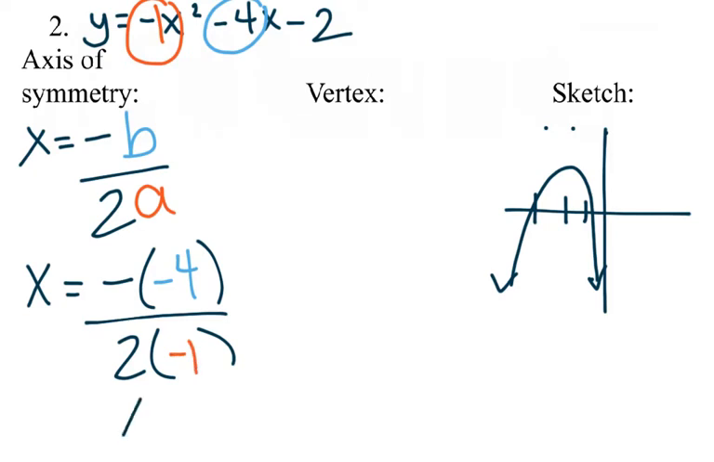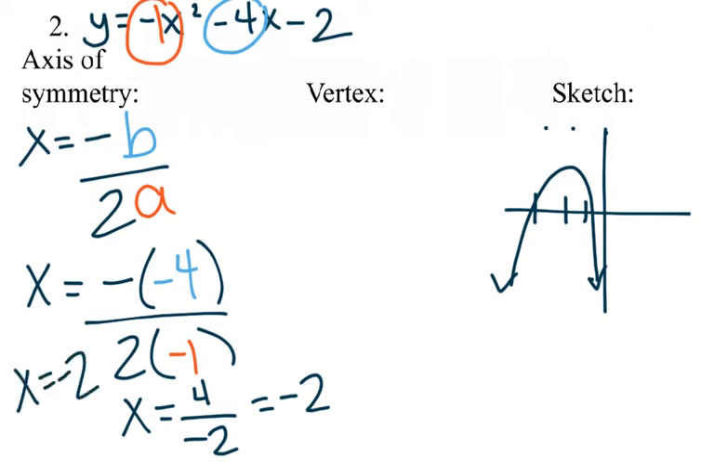So just a little common sense here. X equals a negative divided by a negative 4 is a positive 4, divided by, on the bottom, 2 times negative 1 is negative 2. So 4 divided by negative 2 is negative 2. So the axis of symmetry is x equals negative 2. So I'm going to graph that over here. It's going to be a straight up and down line at negative 2. So there's your axis of symmetry. Notice it goes directly through the middle, which is what you wanted.